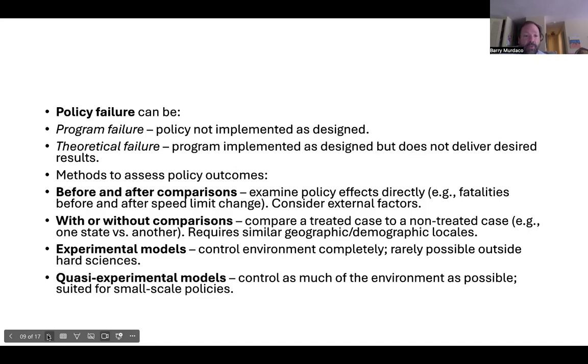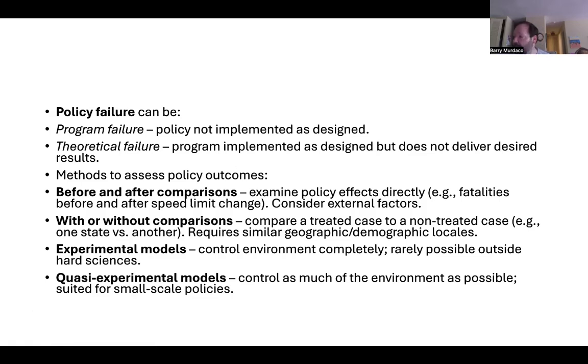Another method is with or without comparisons. Compare a treated case to a non-treated case. For example, one state versus another. This does, of course, require similar geographic and demographic locales, so that the comparison is grounded, I guess. Experimental models control the environment completely, rarely possible outside hard sciences.